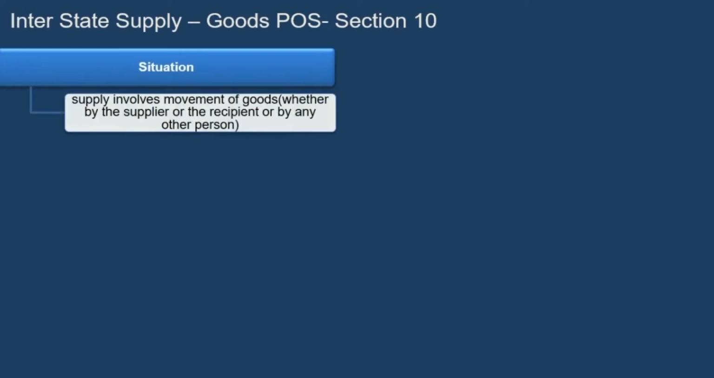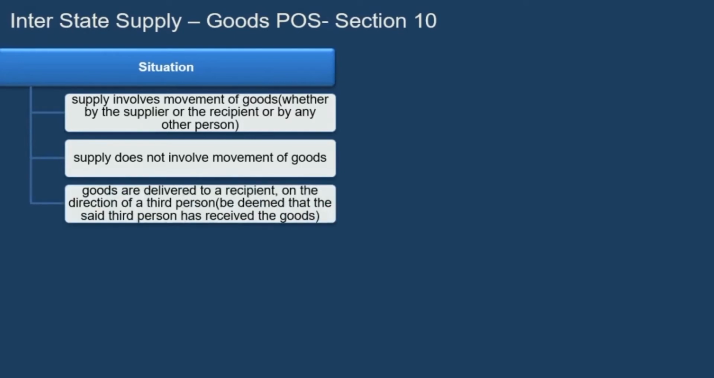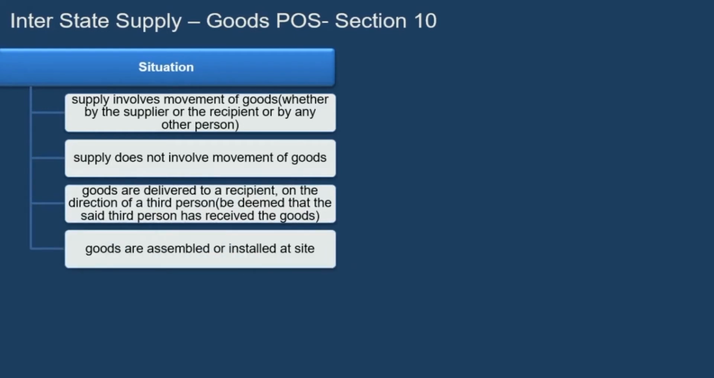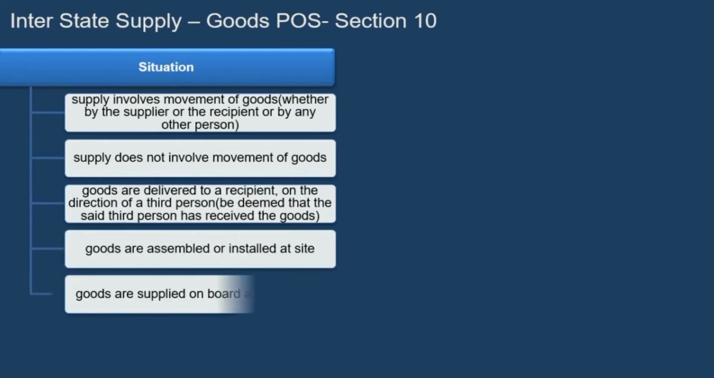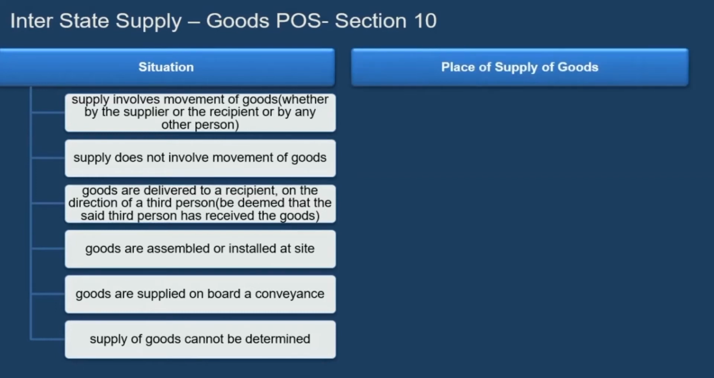Supply involving movement of goods. Supply not involving movement of goods. Goods delivered to a recipient on the direction of a third person. Goods assembled or installed at site. Goods supplied on board a conveyance. And supply of goods which cannot be determined by the above five clauses. So in such situations, what will be the place of supply, one by one? Just go through this for the time being. We will discuss these provisions in detail now.